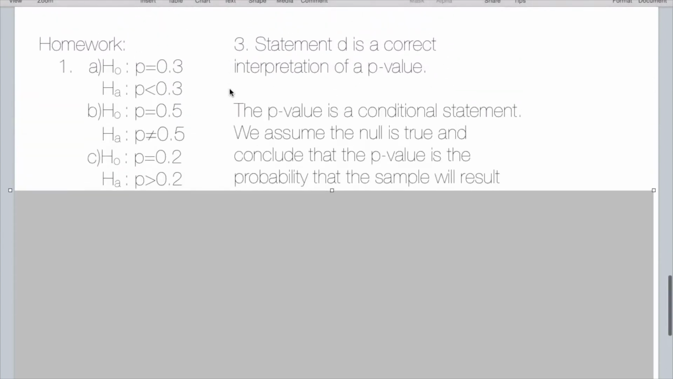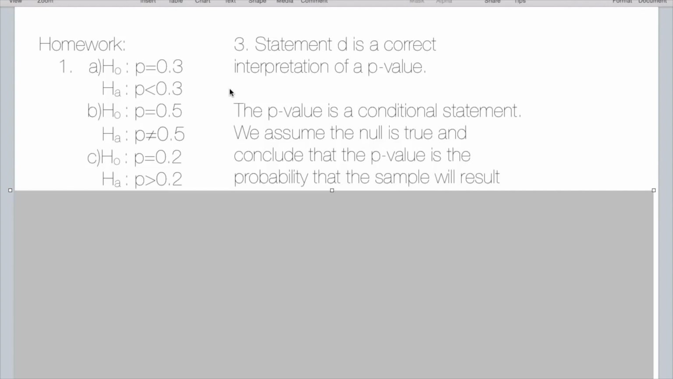Number 3, which was the next problem, had you read several statements about a p-value, and this is super important. Question number 4 was not assigned, and I'm not even going to assign it tonight, but it's a really good question. You should definitely take time to look through things like this.